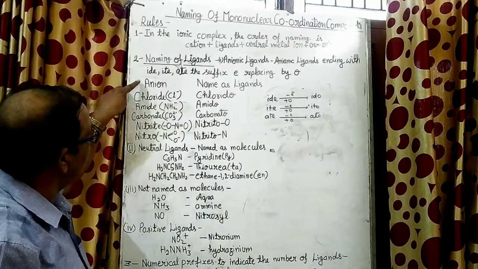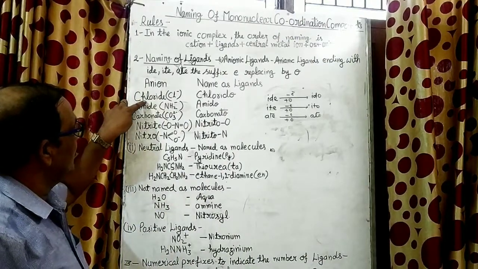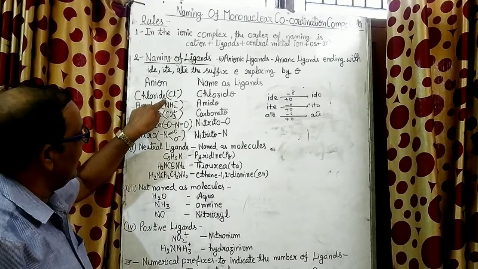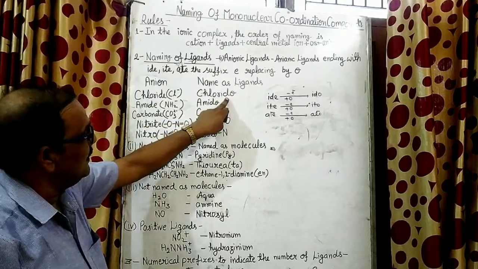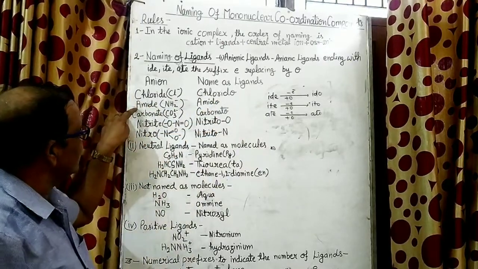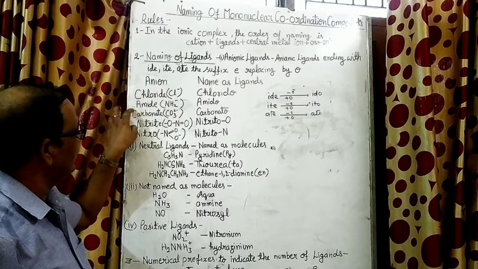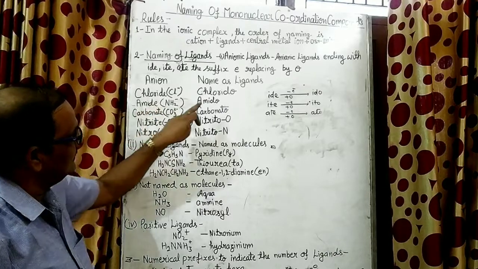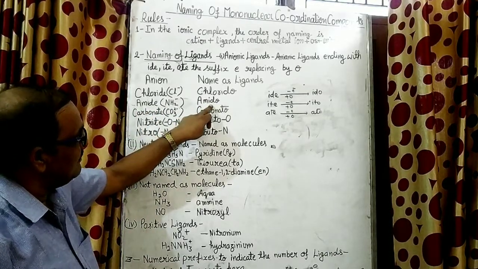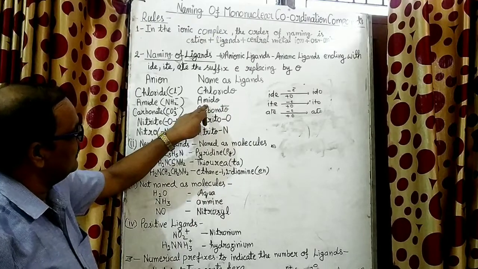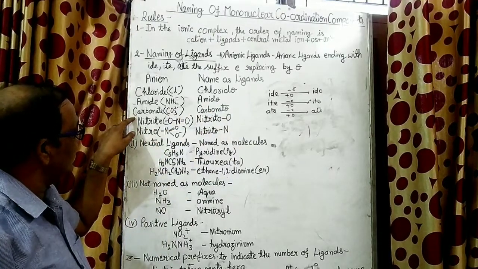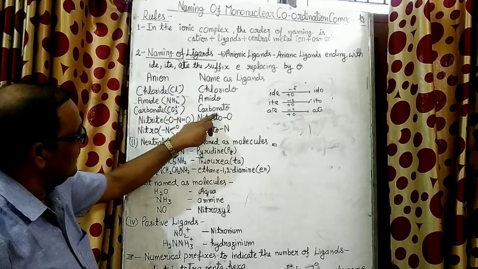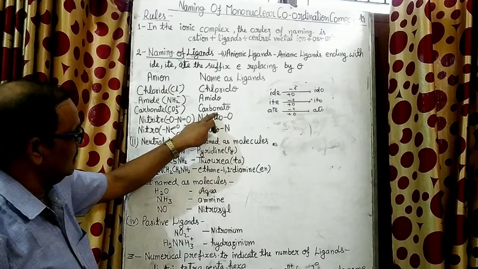By taking some examples, first chloride, the e is replaced by o, that is chlorido. Similarly, next example, amide, that is NH2 single minus, again e is replaced by o, and as a name of ligand, that is amido. And next, carbonate, the e is replaced by o, and as a name of ligand it is carbonato.